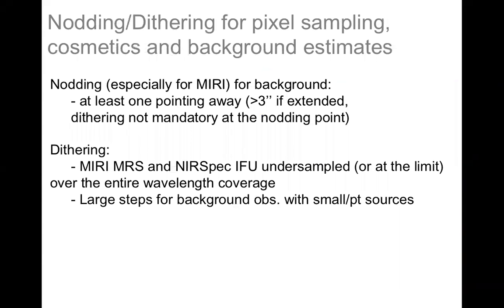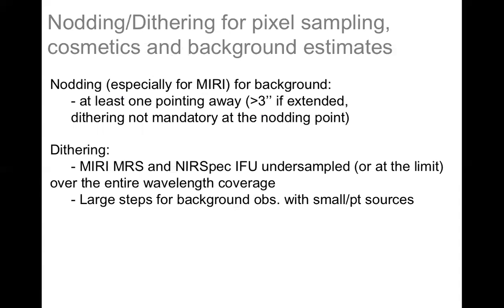All right, moving on to nodding and jittering. As usual on James Webb, jittering is highly recommended to improve the pixel sampling, and nodding also to obtain a background observation. This is especially true for MIRI because the background can be very high, especially at the longest wavelength. So nodding is recommended, with at least one pointing away from your target, and quite far away if you have an extended target.